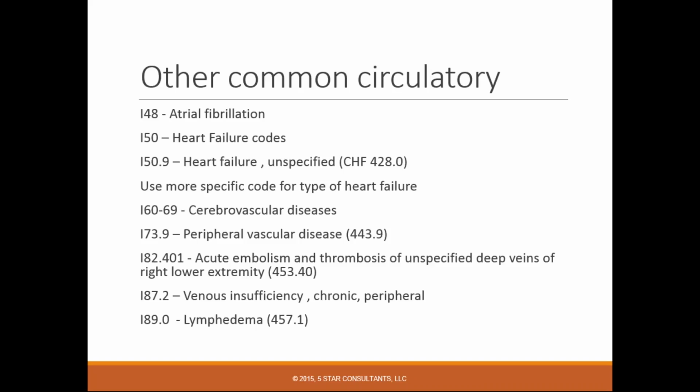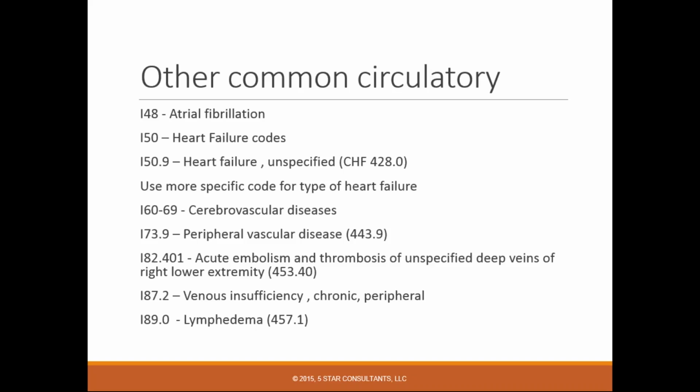I60 to 69, like I said, is our cerebrovascular diseases, so you're going to find your CVAs there. I73.9 is pretty much equal to 443.9 PVD. I82.401, that is our DVT of our lower extremities. Now, what is that? That's like our 453.40, but it has to be more specific.